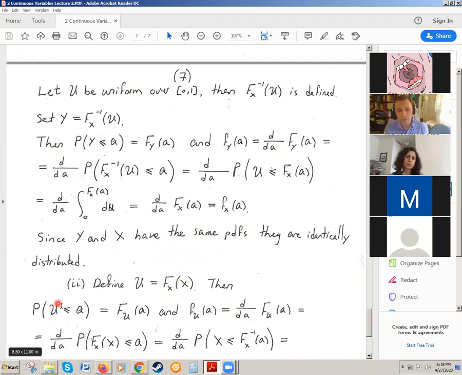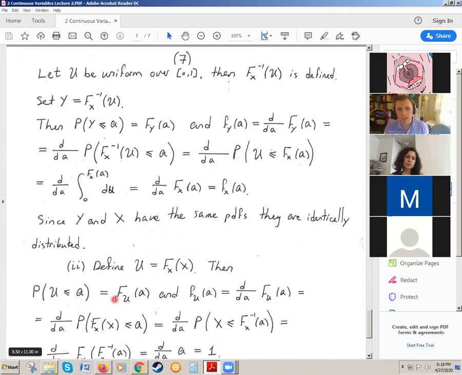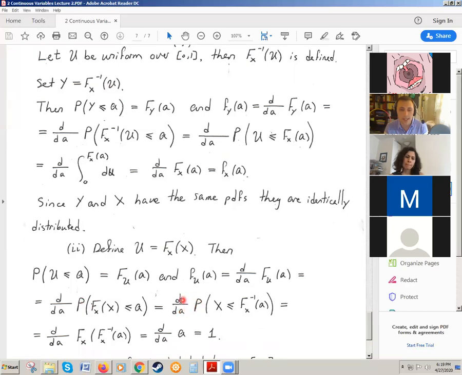And then what's the probability that u is less than or equal to a? Well, that's the cumulative distribution of u. And I can obtain the density function for u by taking the derivative of the cumulative distribution. That amounts to taking the derivative of the probability that the function at x is less than or equal to a, which is the same as taking the derivative of the probability that x is less than or equal to the inverse at a. They are increasing, so I can just apply the inverse here, and I obtain this probability.